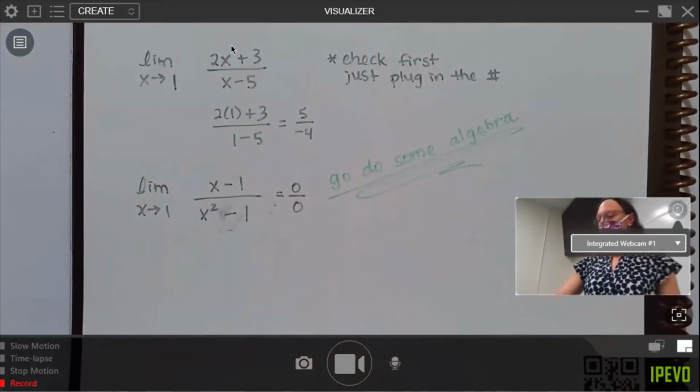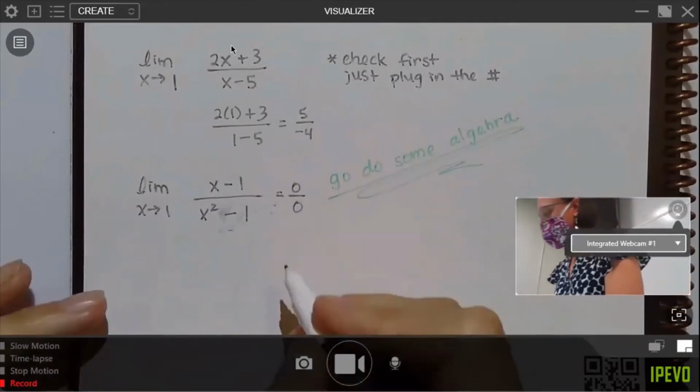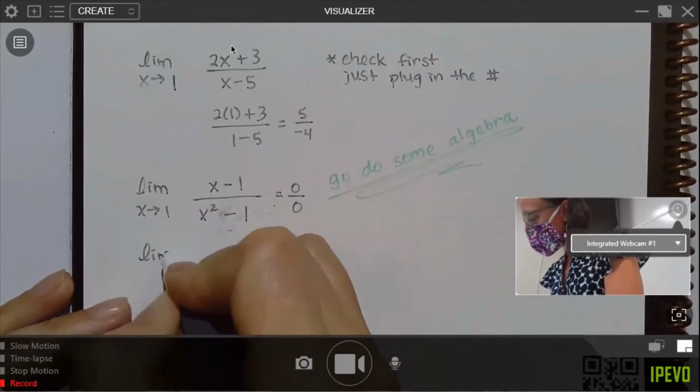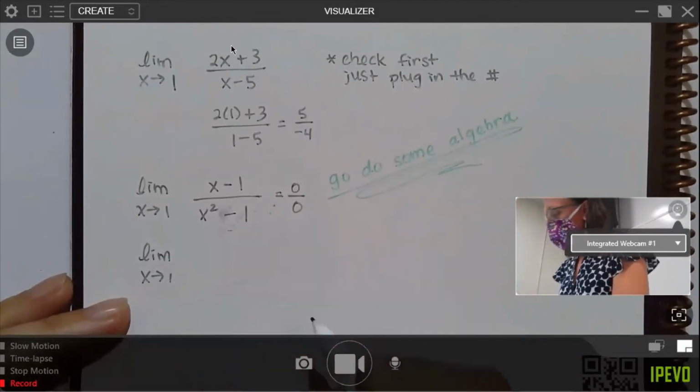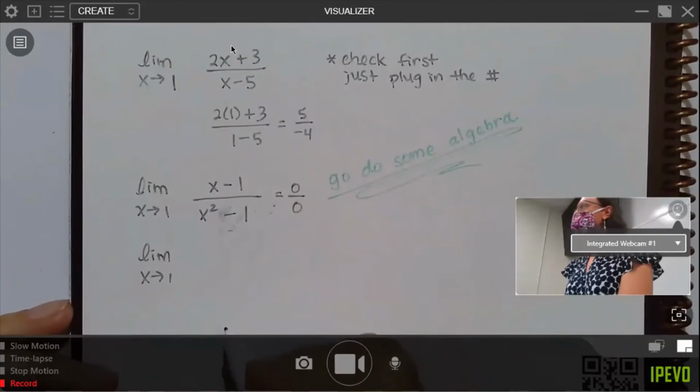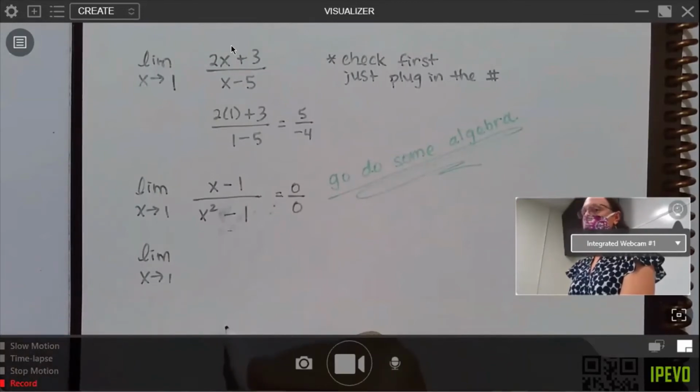If you took calculus in a previous life, don't do calculus to it. You won't get points. We have to do algebra to it. That's what we do when we get 0 over 0. Now, there are a couple of different flavors of algebra that come up. Factoring is usually our first line of defense.